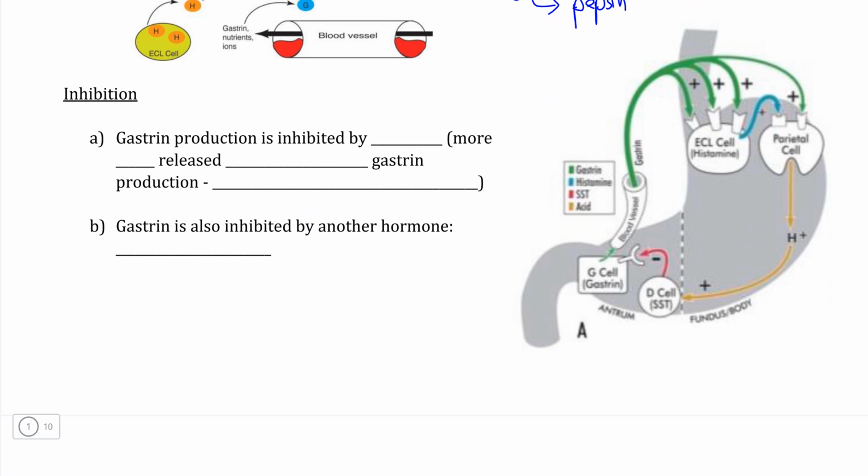Now, the final characteristic we need to talk about whenever we talk about regulatory hormones is how to shut this whole process off. Obviously, we are not eating 100% of the time, every second of every day. So eventually, all of the protein in our food is going to be digested, and at that point, we do not want the stomach to remain on.